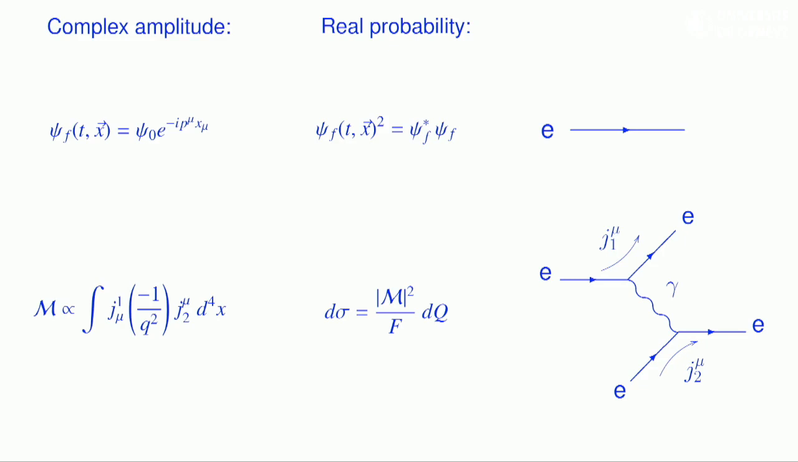The probability amplitude M for a reaction is the joint probability amplitude that two current densities J1 and J2 meet and exchange a virtual photon of 4 momentum q. The probability for the reaction is then given by the cross-section, sigma, which is proportional to the square of the amplitude M absolute squared. The physics of particle motion and particle reactions is thus expressed via statistical probabilities.